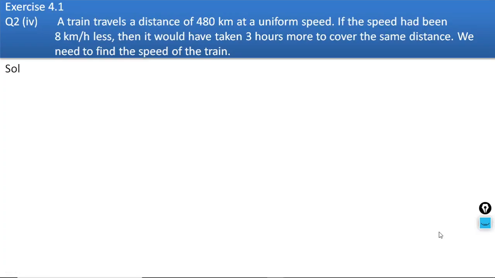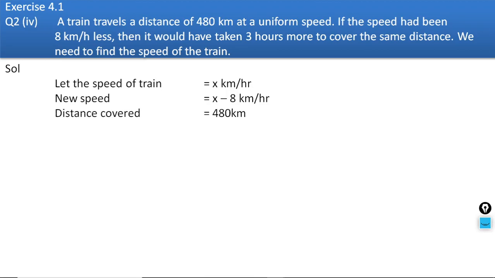In the first problem, a train travels a distance of 480 km at uniform speed, and if the speed had been 8 km per hour less, it would have taken 3 hours more to cover the same distance. It means we are going to consider the original speed of the train to be x km per hour, and in the second case we have to decrease the speed by 8 km per hour. So in the next case the speed becomes x minus 8. The distance traveled is the same in both cases, which is 480 km.